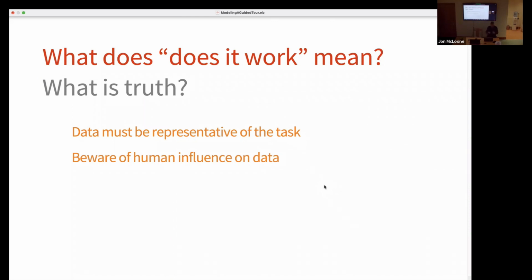So one of the things always to watch out for is, first of all, data must be representative of the task. Here's a classic thing in terms of bias that is often pointed out by ethics lecturers: the typical AIs, if you ask them to predict the name of the CEO of a company, are more likely to give a male name than a female name.